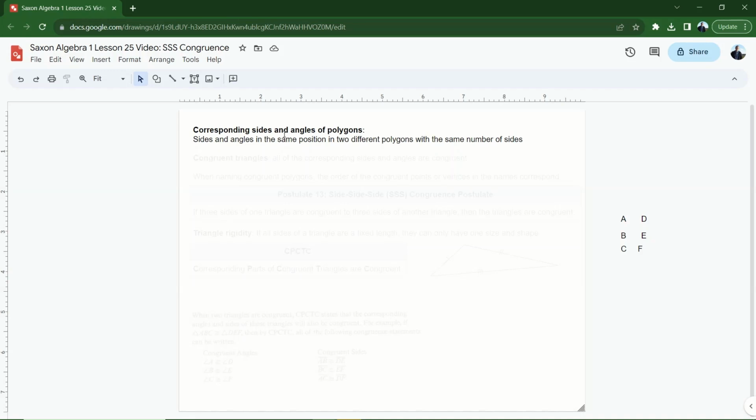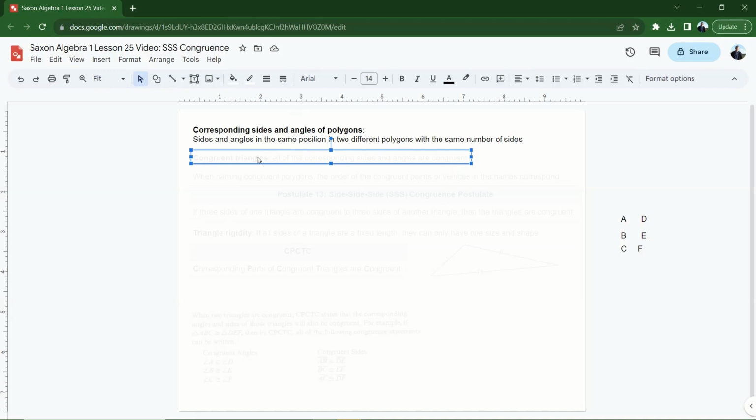Okay, angles can be corresponding too. Angles that are in the same position in two different polygons would be corresponding angles as long as the two polygons have the same number of sides. Now we're going to see in this lesson about congruence that corresponding sides and angles are really important, and they're going to refer to sides and angles that are exactly the same because they're going to be congruent in this lesson. Are they always congruent? No, but they are going to be congruent in this lesson.